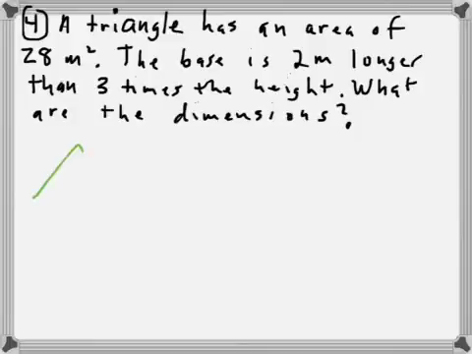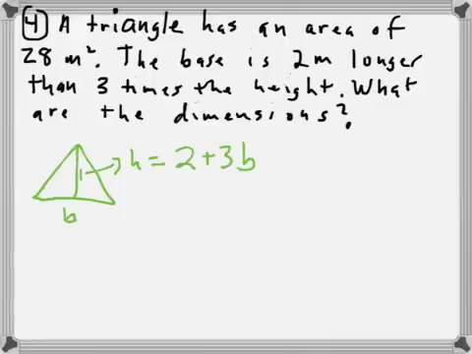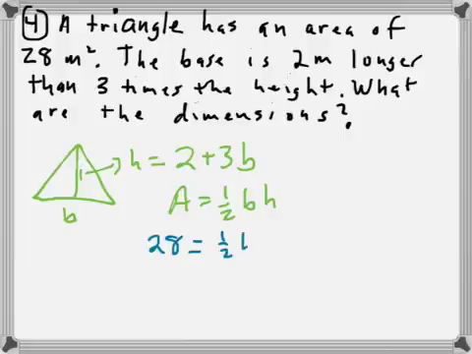So here I have a triangle, some triangle, and here's the height of that triangle. And it's said that the height is going to be 3 times the base, or 2 meters plus 3 times the base. So if this is the base here, I know the formula for the area of a triangle is 1/2 base times the height. So let's just put in what I got here. I have that this is going to be 28, which is the area, times 1/2 the base, and we said that the height is going to be 2 times 3 plus the base.